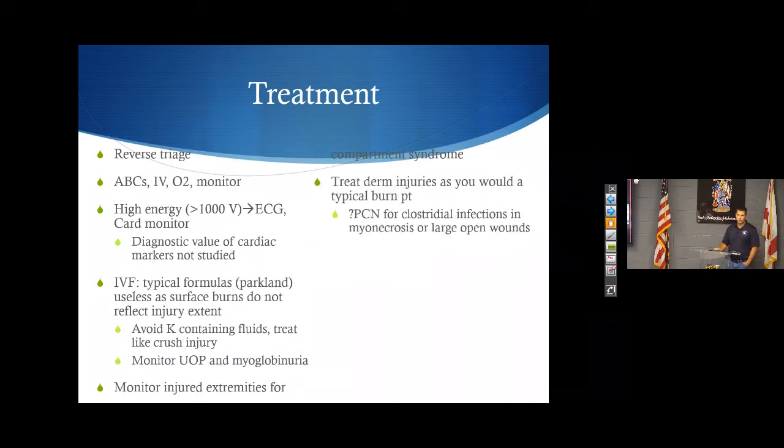Dermatological injuries, treat them essentially as you would any burn patient. There was some discussion in the literature about using penicillin-type creams or ointments if you're worried about a clostridial infection. So depending on the environment in which this occurred, outdoors in the woods, if they had a real dirty wound, especially if you're concerned for any significant muscle breakdown, myonecrosis, and like I said, any large open wound, you may want to consider just empiric antibiotic therapy.